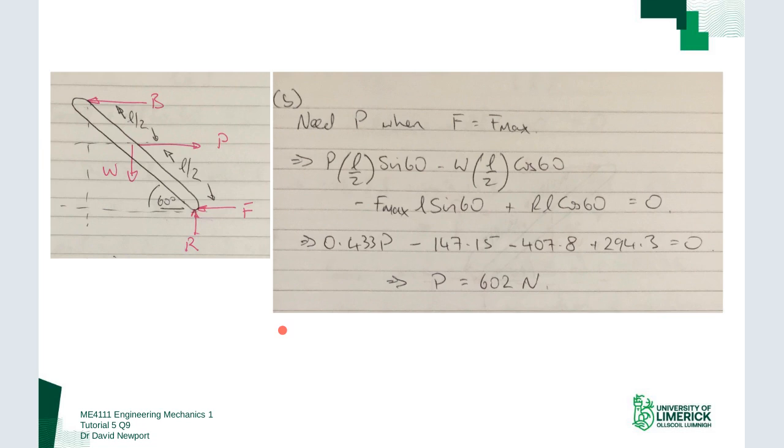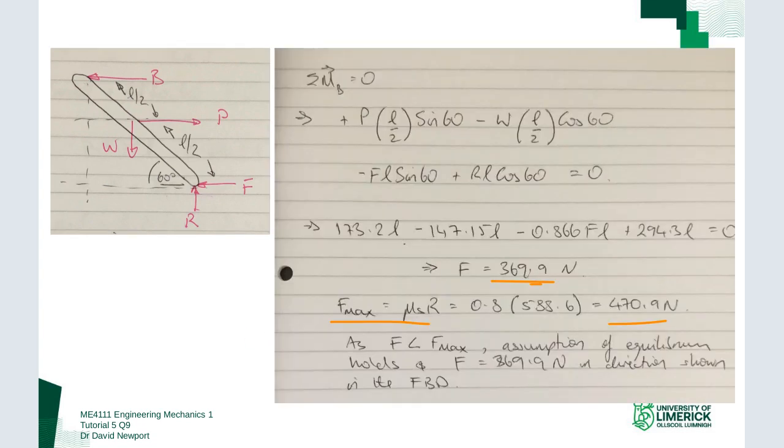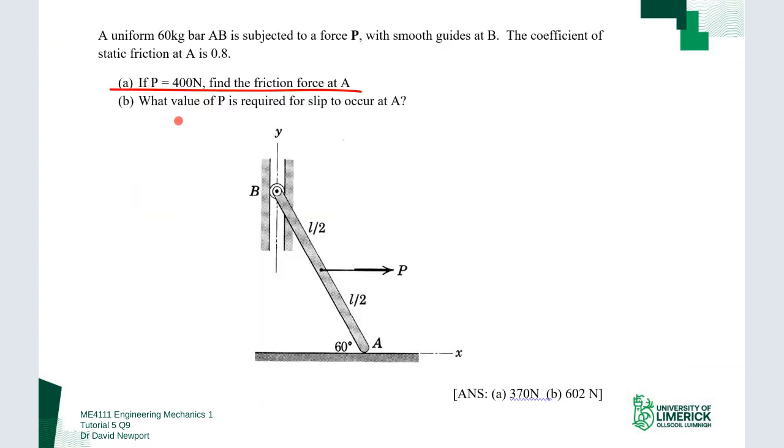Okay, the second part then is to find out P when the friction is maxed. What value of P is required for slip to occur at A? So the maximum friction force I can produce here is F max. So at F max, this will still be in equilibrium. But if I increase P any more, then the friction force won't be able to match the required friction force to hold in equilibrium. So that's my limiting value.